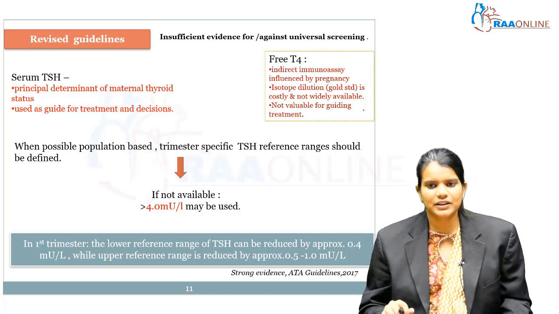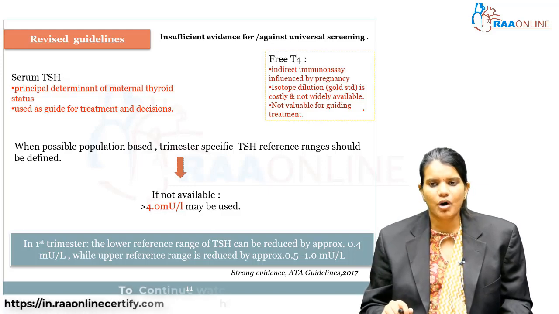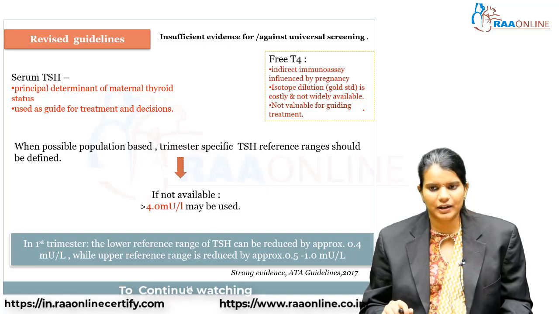In the first trimester, the lower limit of the TSH reference range can be reduced by approximately 0.4, while the upper reference range is reduced by 0.5 to 1 milli international units per liter. Usually, we take the cutoff of 4.